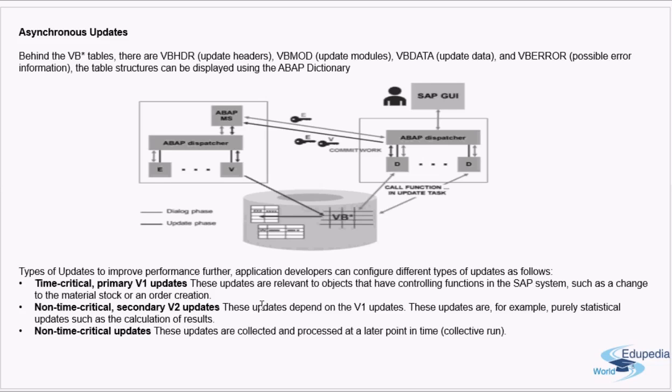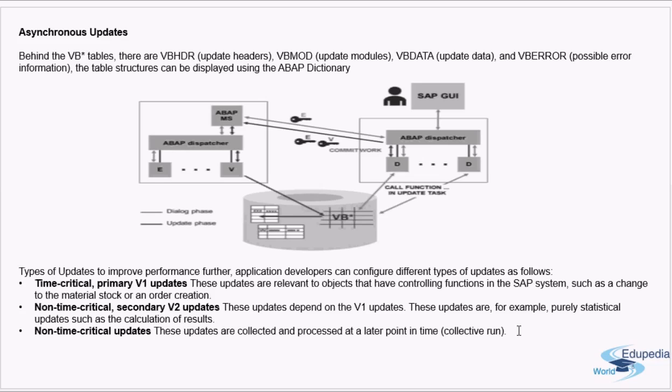V1 should be there; V2 you can configure or not. If you don't configure a V2 update work process, then these V2 updates are also taken care of by V1. The next one is non-critical or secondary V2 updates. These updates depend on V1 updates. They are, for example, purely statistical updates such as calculation of results. These updates are collected and processed at a later point in time, that is, the collective run.